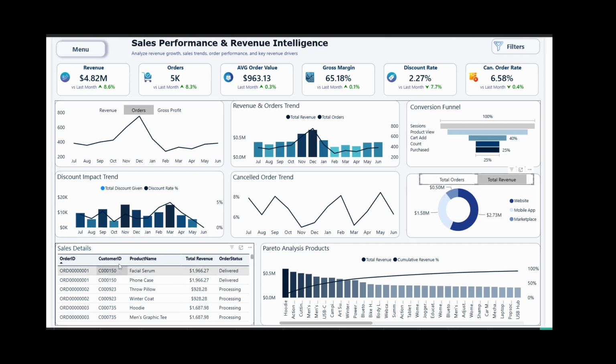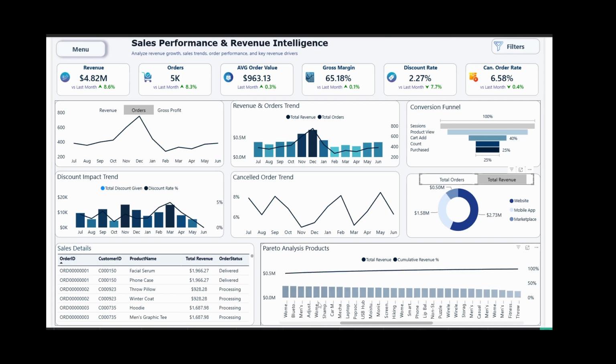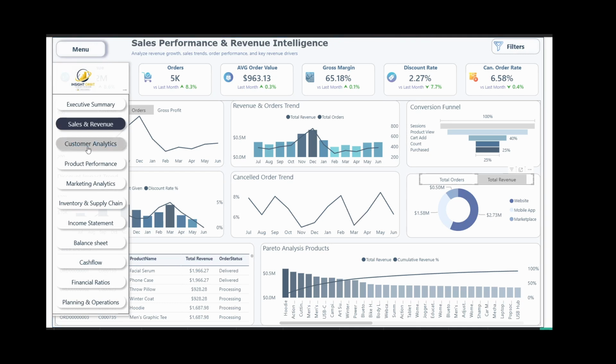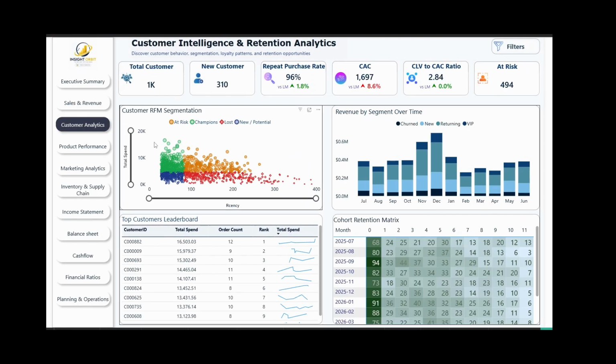I also include the discount impact trends, cancelled order trend, order revenue by channel, and details for the sales analysis. Next, the most important visual, the Pareto analysis. This visual identifies the small group of products generating most of the company's revenue. It helps the business focus on the best performing products instead of treating every product equally.